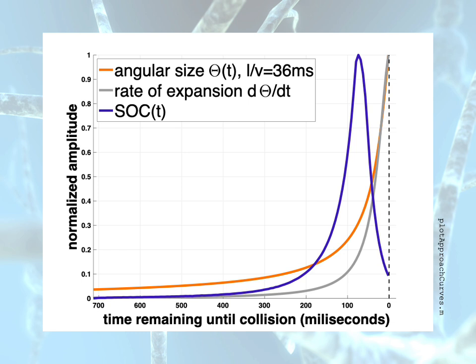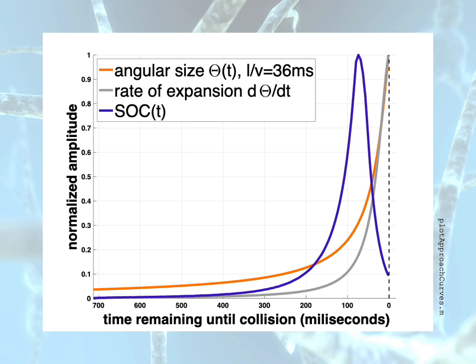But then a strange thing happens. The SOC curve reaches a maximum before the impact. Why is that? The maximum is reached when the size of the approaching disk is equal to the size of the video frame. Once the approaching disk is getting bigger than the video frame, it generates less temporal contrast. Finally, the gray curve shows how the angular size changes at each moment. It is known as the rate of expansion and can be computed by taking the temporal derivative of angular size.